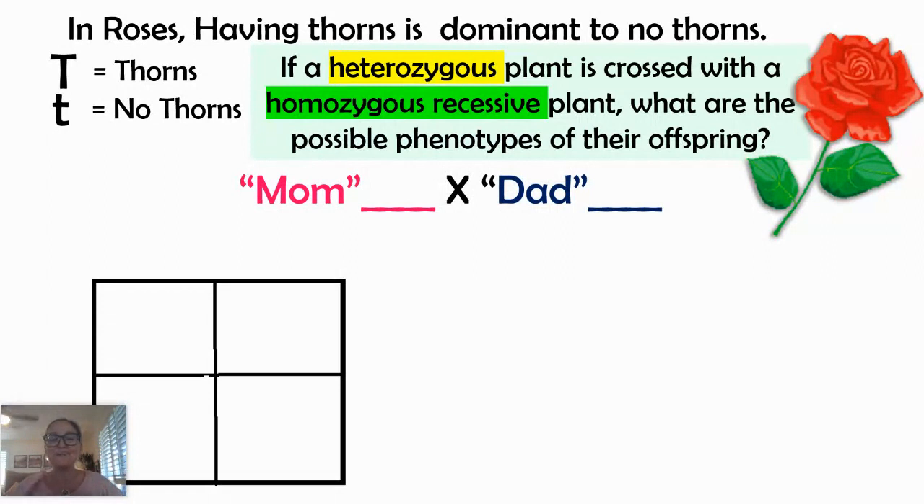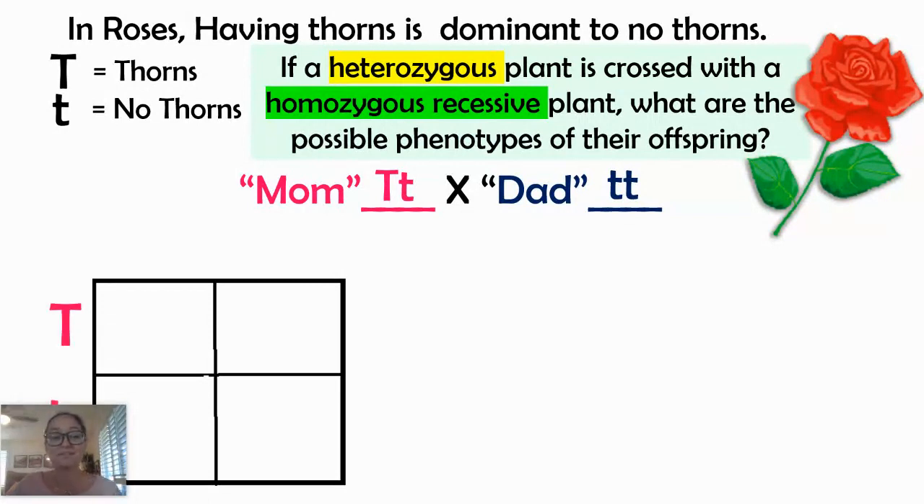Because they're flowers, it's not really like males and females in roses. We'll just say the mom is heterozygous. So that means she's going to have a capital T and a lowercase t. One of her alleles says have thorns, and one of her alleles says no thorns. And then the other parent is homozygous recessive, meaning it has 2 of the same alleles, but they're recessive. So the dad would have no thorns because that would be his phenotype.